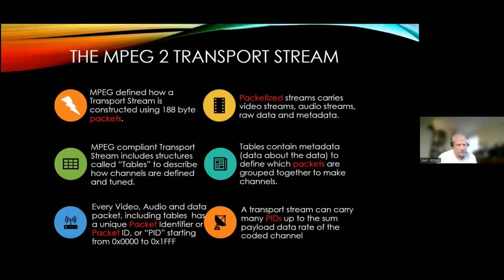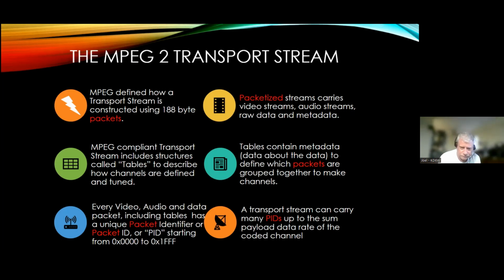So the MPEG-2 transport stream. MPEG defined how the transport stream is constructed using 188 byte packets. The MPEG compliant transport stream includes structures called tables, and that describes how channels are defined. As well, it also defined how the video is packetized. So the point of that is one video packet is larger than a 188 byte transport stream packet, and so they came up with a way to chunk a 1 megabit I-frame into a bunch of 188 byte packets.